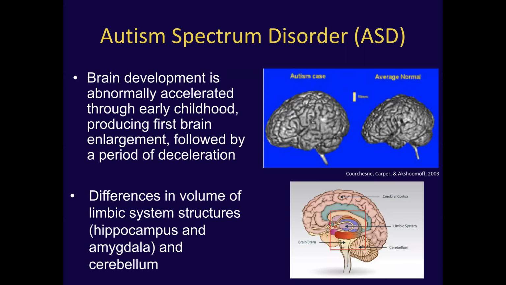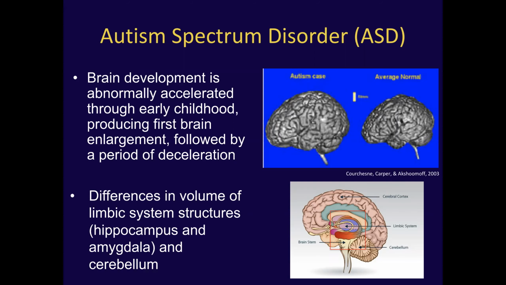On Tuesday, we talked about the limbic system, which is important for emotion and memory, among other functions. There have been some studies showing differences in the size of the limbic system structures, specifically the hippocampus and amygdala, which we talked about on Tuesday. Some children with autism spectrum disorder have larger volumes of these structures than children without autism spectrum disorder.